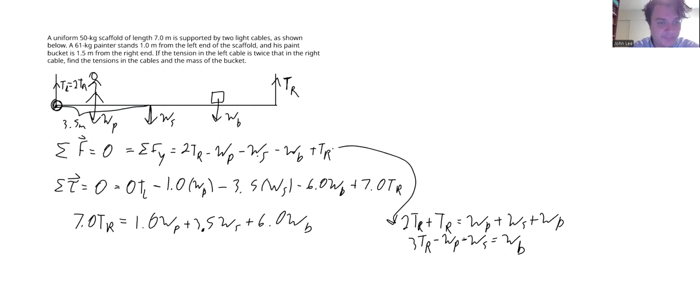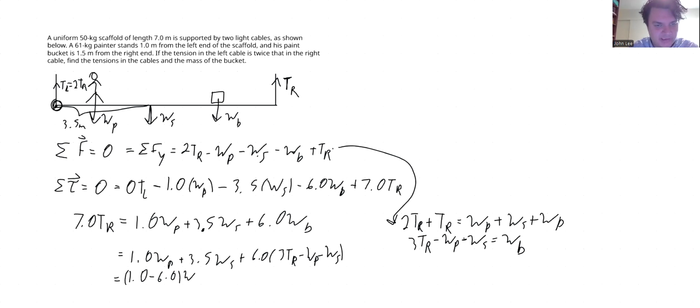You can plug that in over here and find that 1.0 weight person plus 3.5 weight scaffold plus 6.0 times 3 TR minus weight person minus weight scaffold is equal to 7.0 TR, or 1.0 minus 6.0 weight person plus 3.5 minus 6.5, or 6.0 weight scaffold plus 18.0 tension on the right is equal to 17.0 tension in the right.